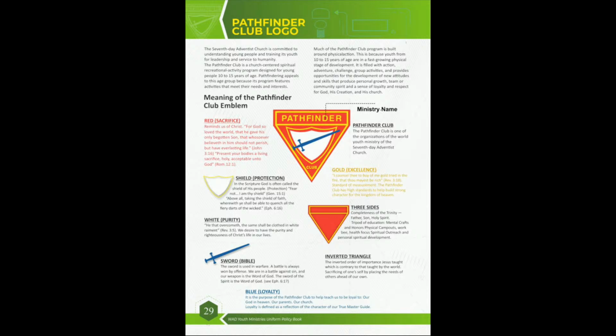It means what we teach: spirituality, knowledge, and physical. Those three things. So the adventurer logo has three sides as well. But these three sides don't mean that. They mean Trinity. And it has a sword, and the sword, we call it the Word of God. This week we are learning about the Word of God.